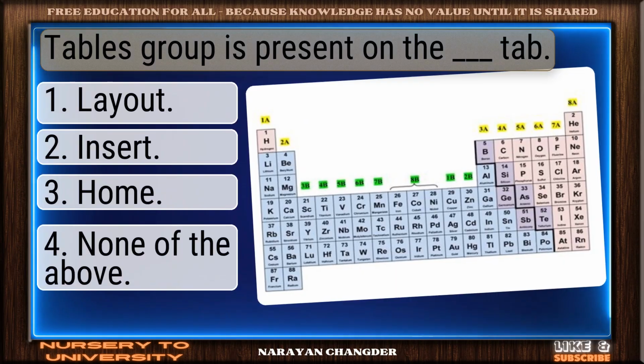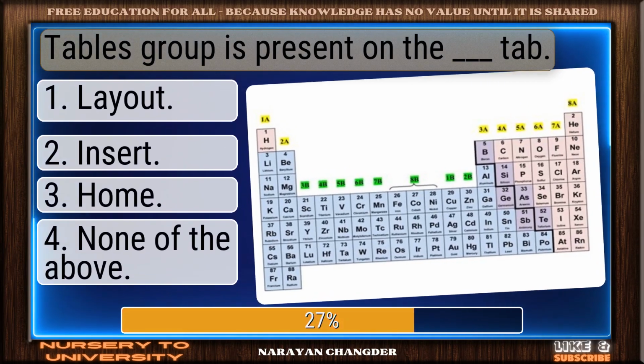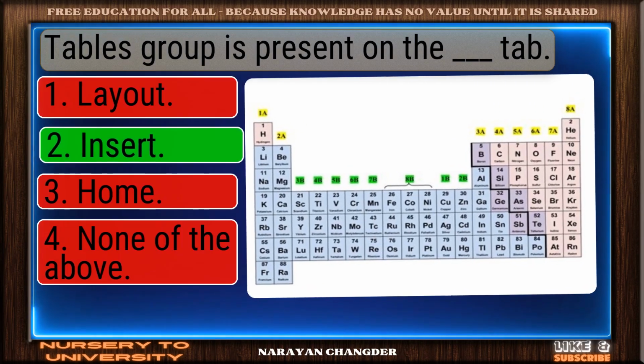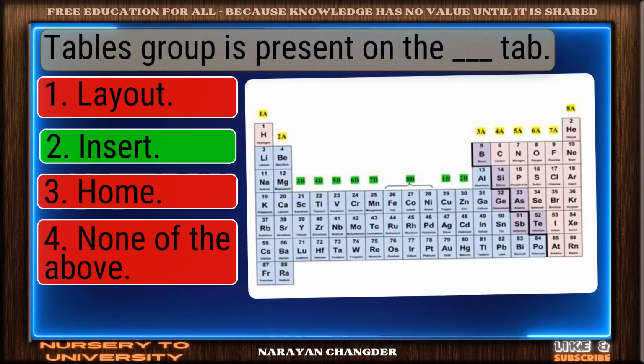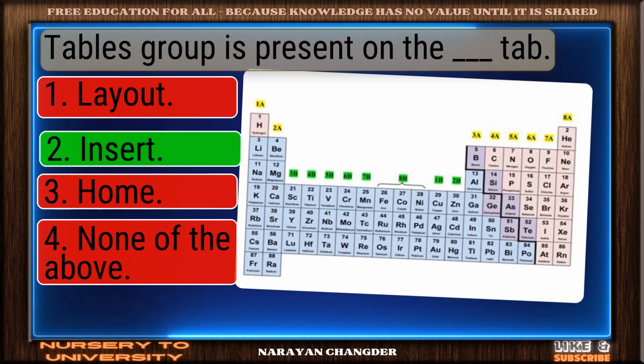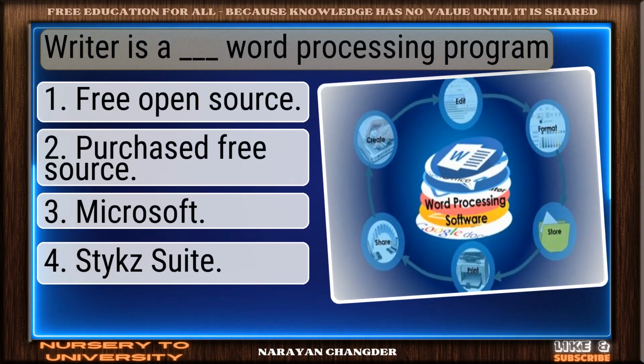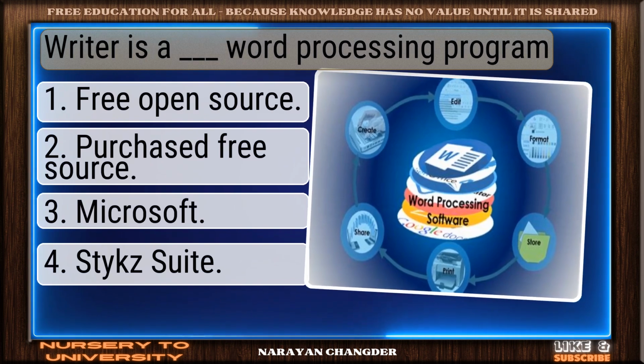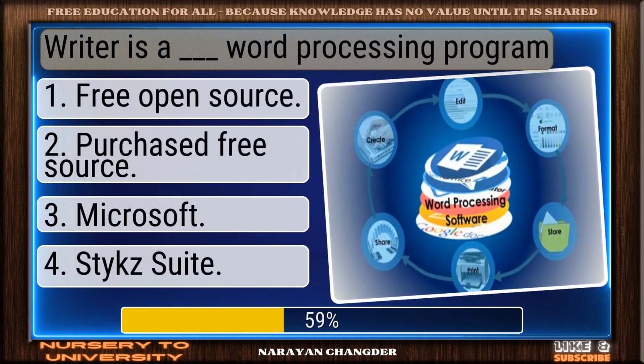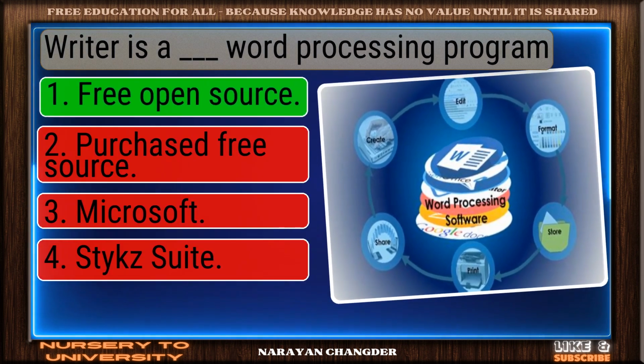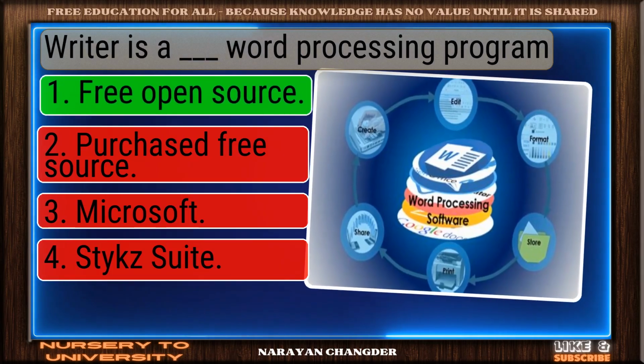Tables group is present on the Dash tab. Nice selection. Insert is the correct and valid answer. Writer is a Dash word processing program. You got it. Your choice, free open source, is right.